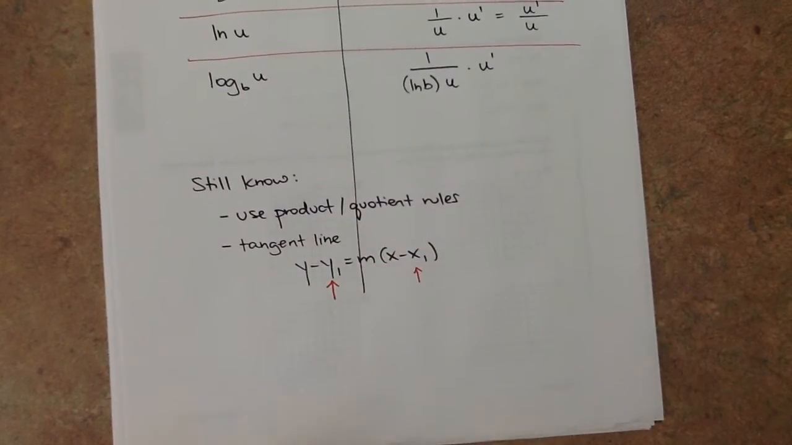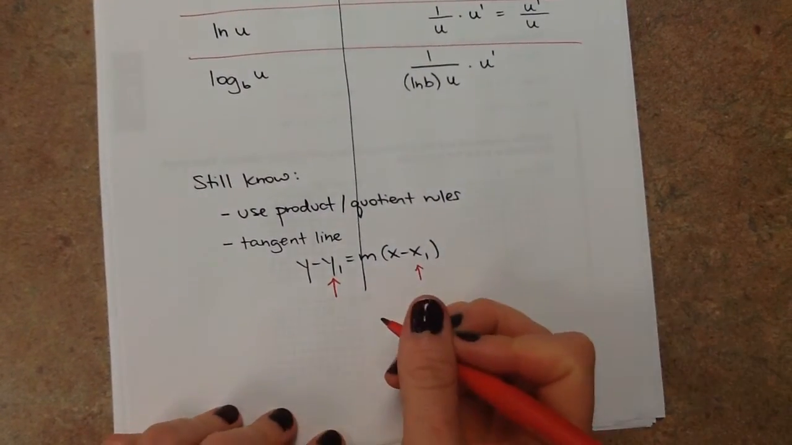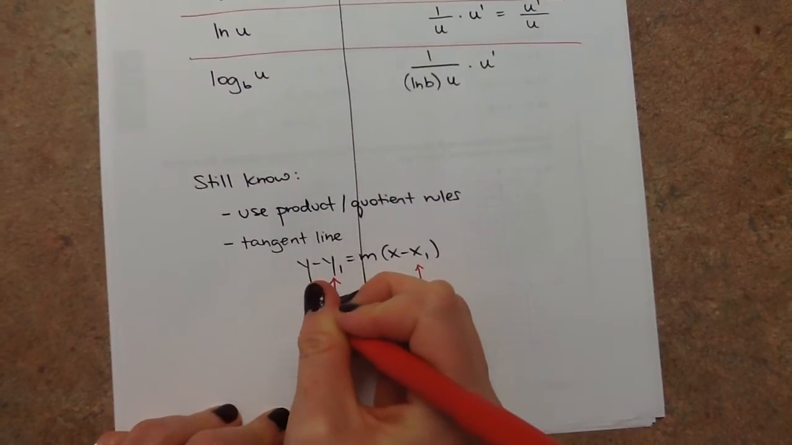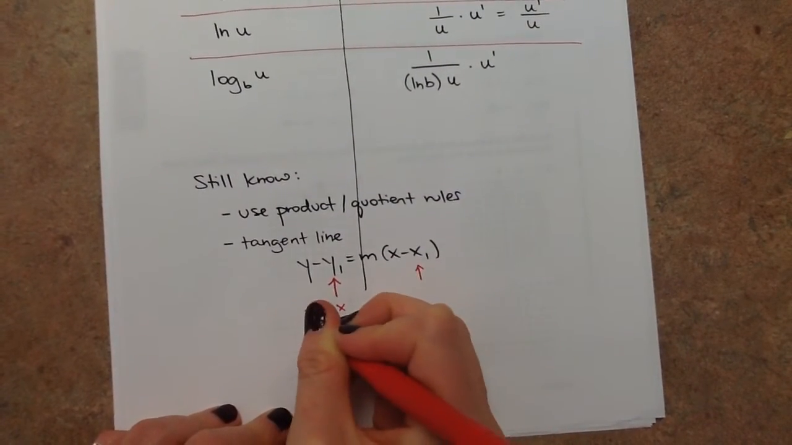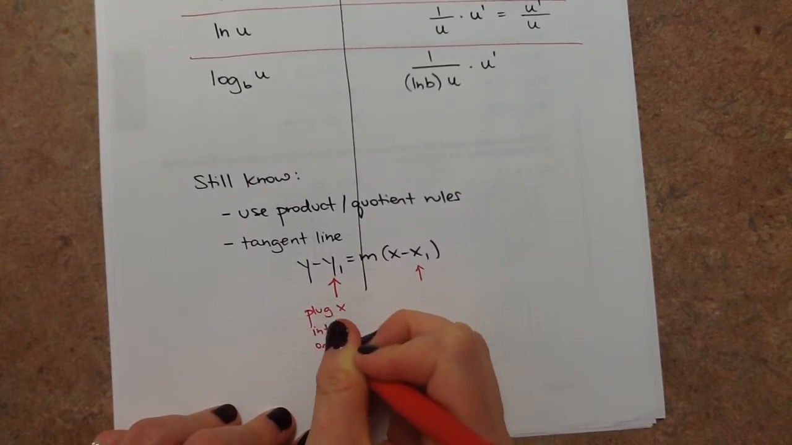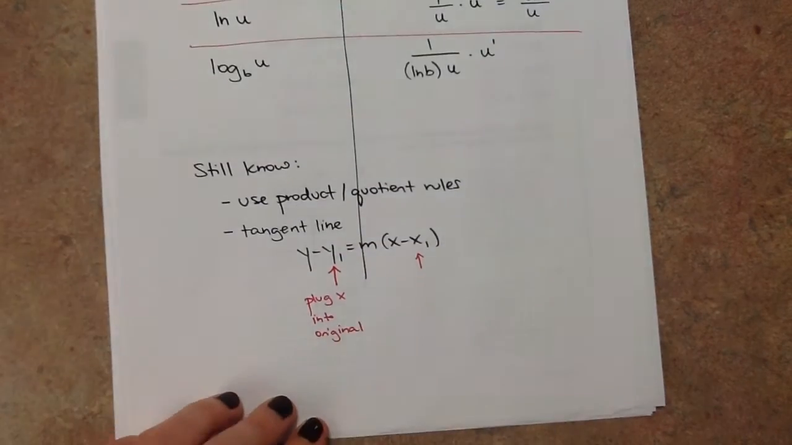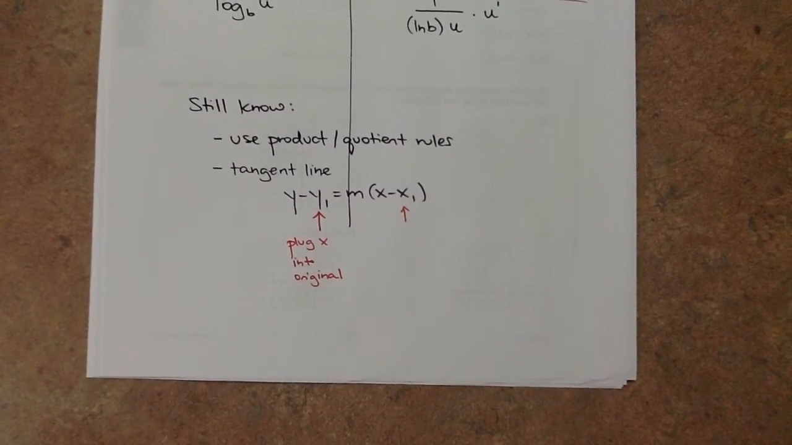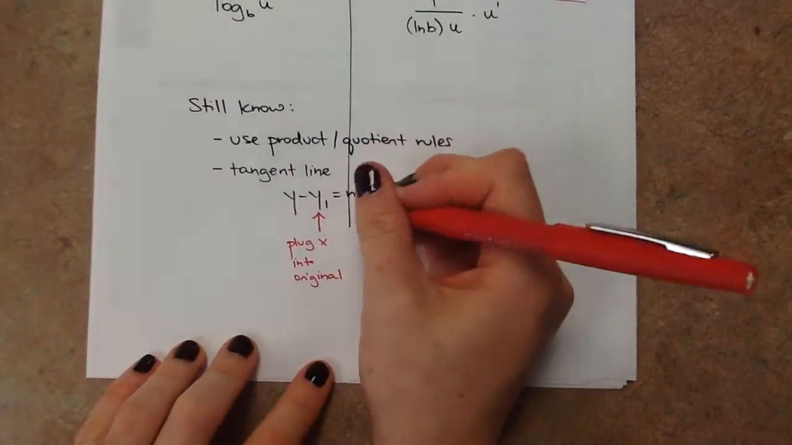How do you find this? Plug it in where? To the original function. Good. So you plug whatever the x is into the original. Plug x into the original function. And that's something you guys have probably been doing since like Algebra 1, but people get all this calculus in their head and they forget how to do the easy stuff sometimes.